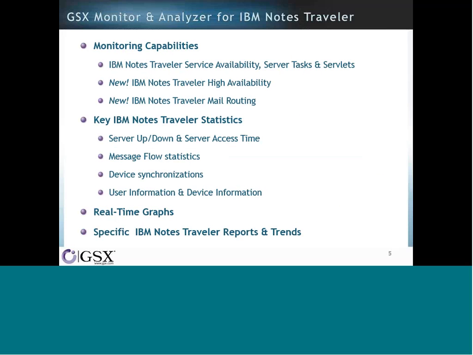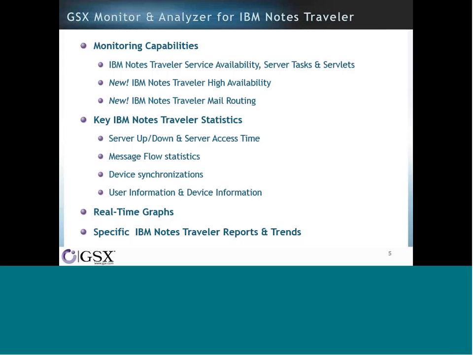A couple things that we're doing on the monitoring side. We've been monitoring Traveler for several years. We provide an easy, proactive monitoring solution that allows you to monitor the Traveler environment from end to end. In our latest release of GSX Monitor 10.6.1, which is actually available today, we added the functionality to monitor the high availability of your Traveler pool and test mail routing all the way to a Traveler device.